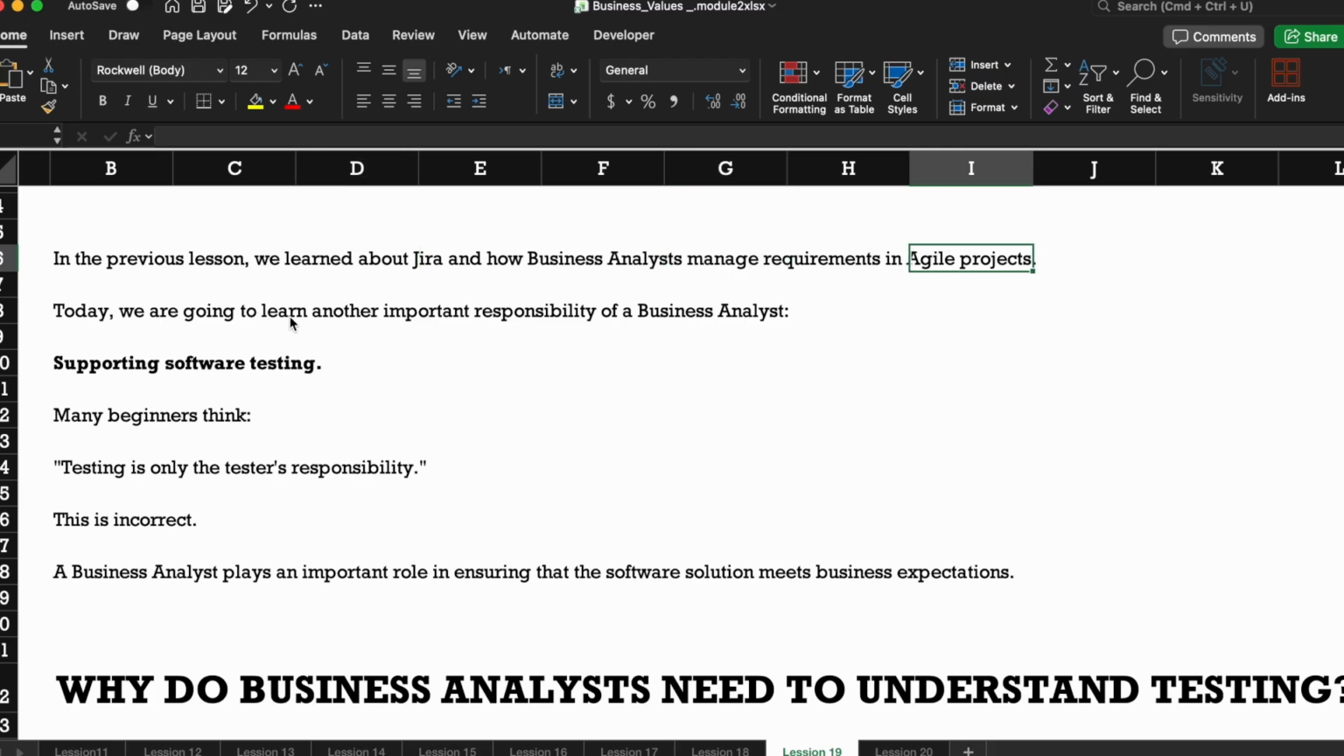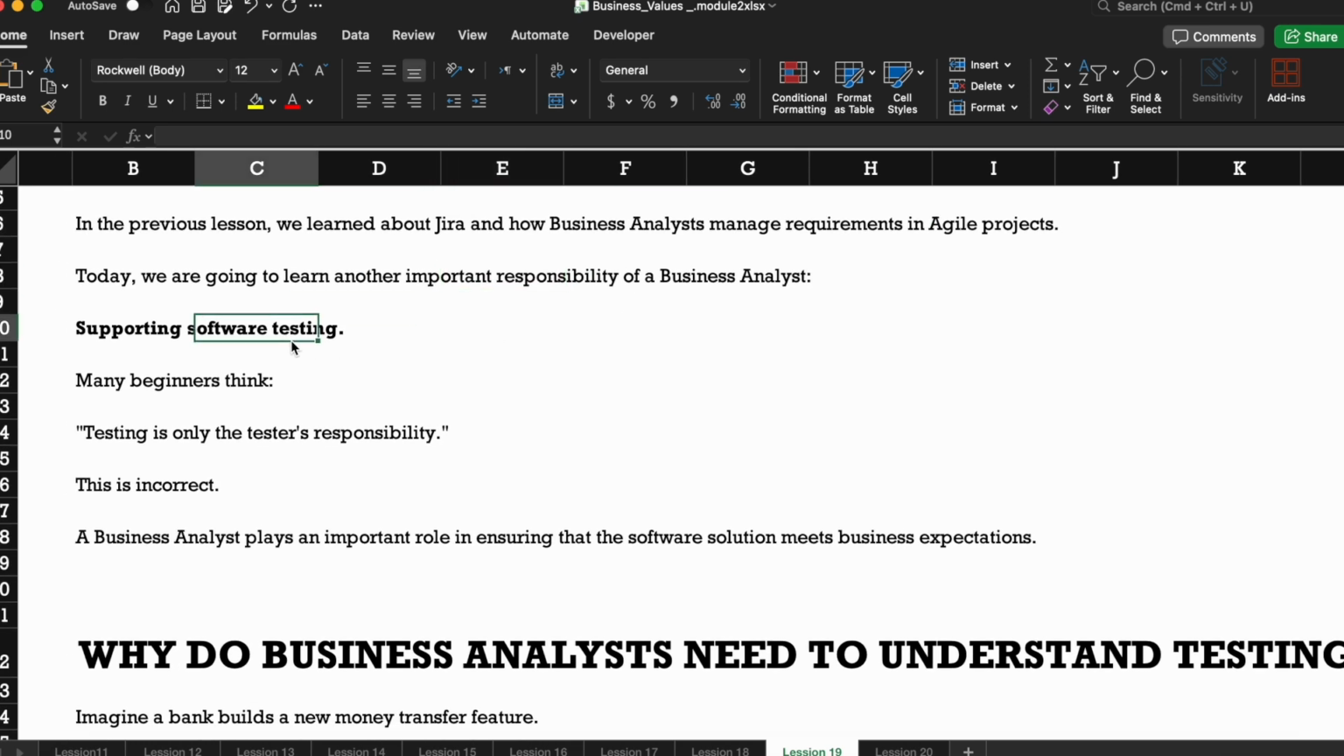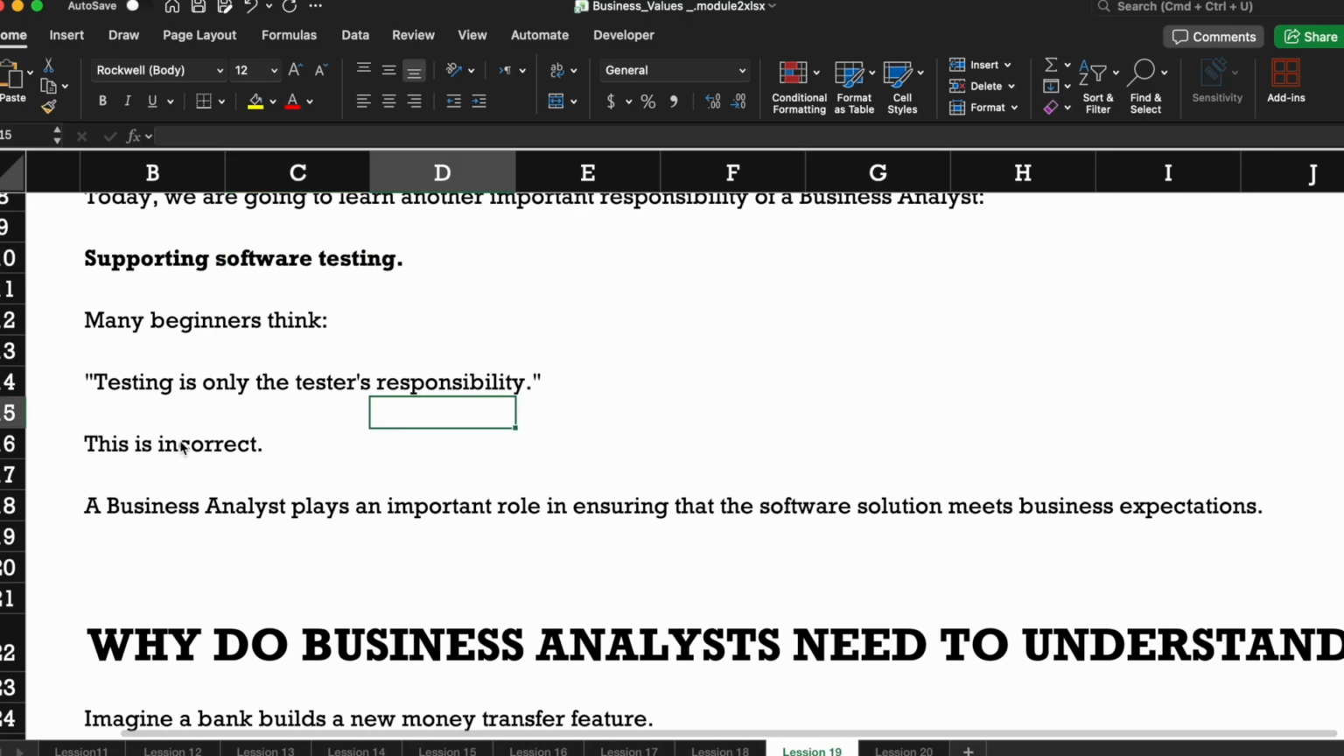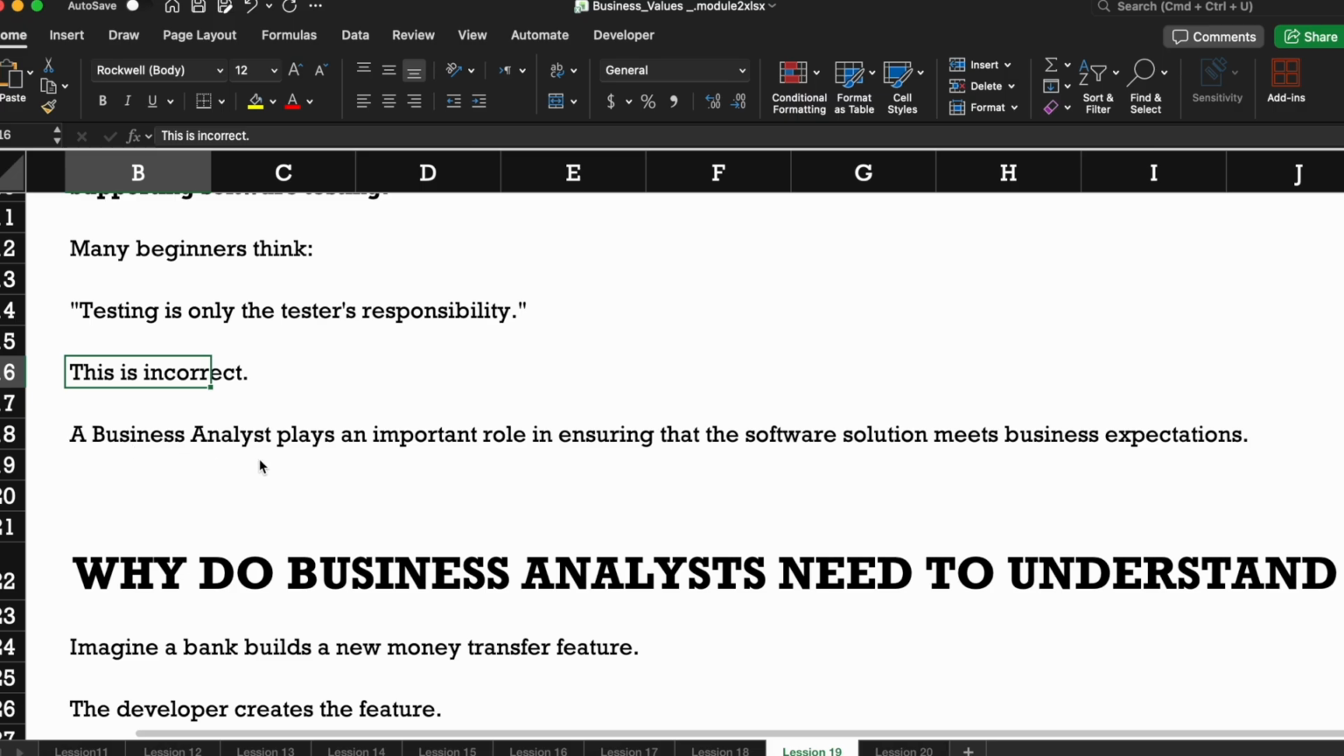Today we are going to learn another important responsibility of a business analyst: supporting software testing. Many beginners think testing is only the tester's responsibility. This is incorrect. A business analyst plays an important role in ensuring that the software solution meets business expectations.